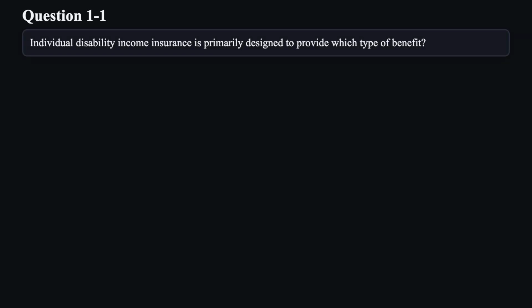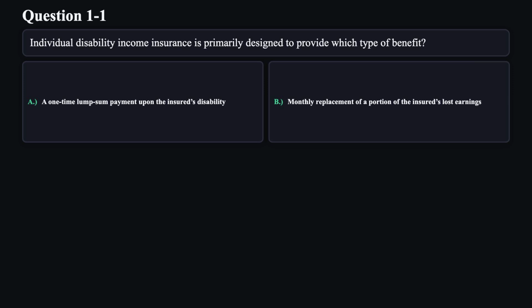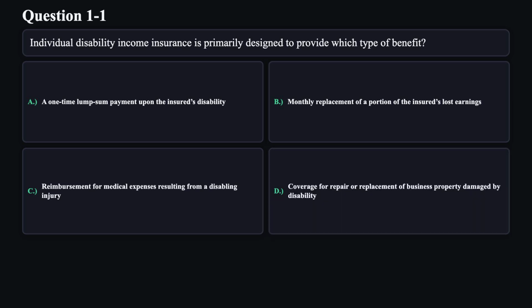I'll read each question and its choices. Let's get started. Question 1. Individual disability income insurance is primarily designed to provide which type of benefit? A. A one-time lump sum payment upon the insured's disability. B. Monthly replacement of a portion of the insured's lost earnings. C. Reimbursement for medical expenses resulting from a disabling injury. D. Coverage for repair or replacement of business property damaged by disability.